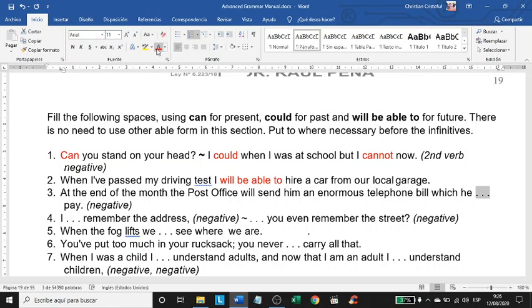What should I write? Can? No, can is present. Could? Could is past. Future then. But negative. He will not. He won't be able to pay. Which he won't be able to pay. Like this. So can, could, and be able to. Remember, first you need to establish which tense we're talking about. Is it present, past, or future?